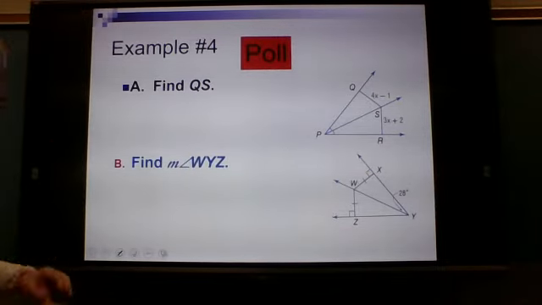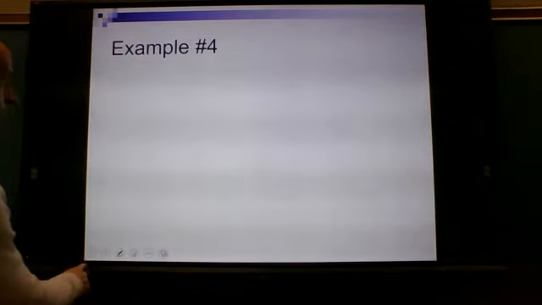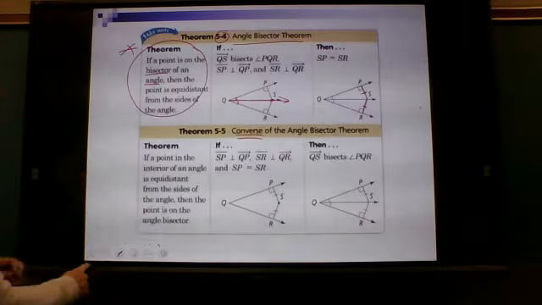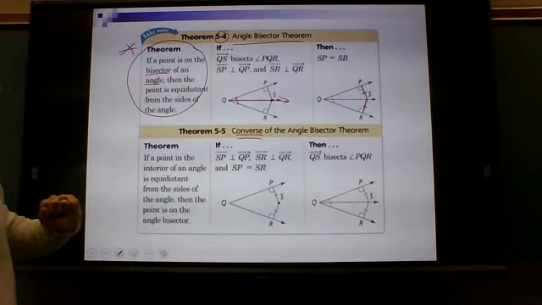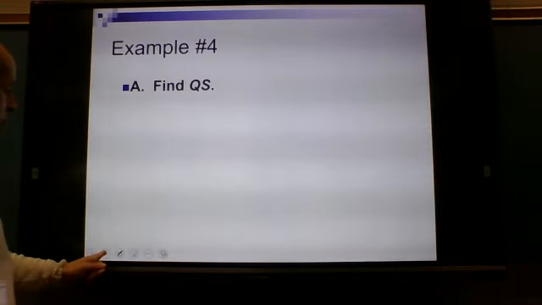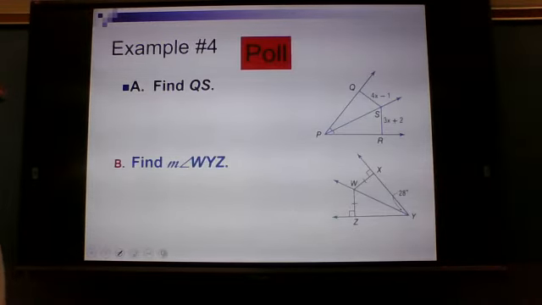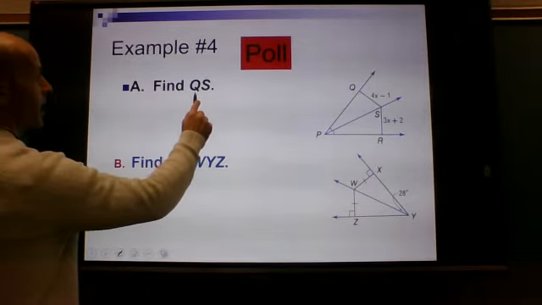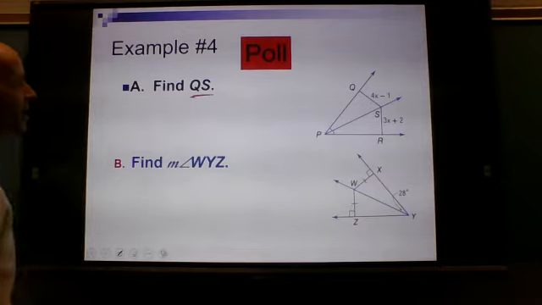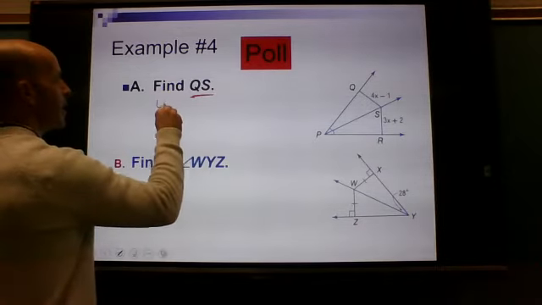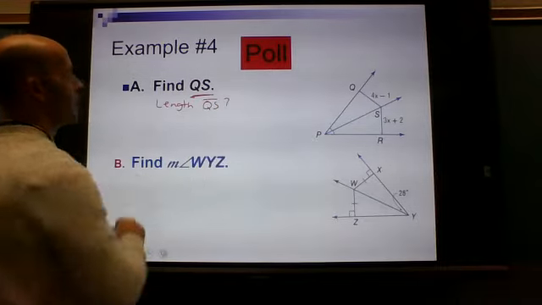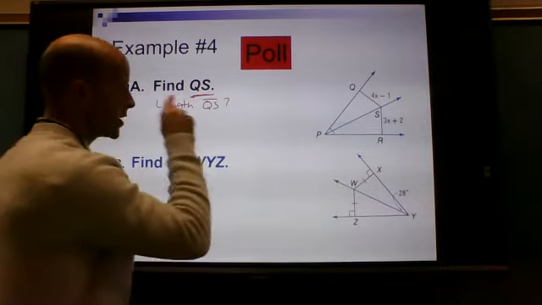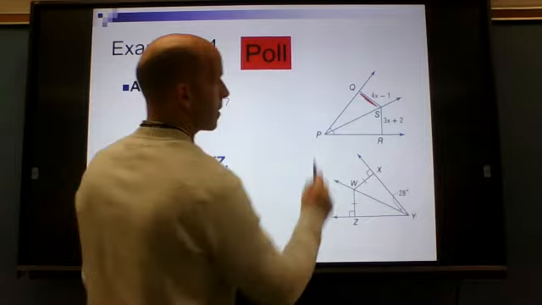So example 4. Again, we're going to use this theorem here, the angle bisector theorem or its converse. The angle bisector theorem, which we just proved, or its converse. Question A is asking us to find the length of segment QS. What is the length of segment QS? QS is this segment right here.